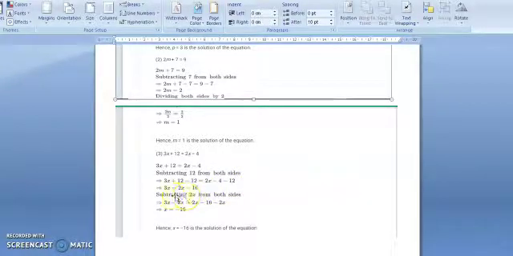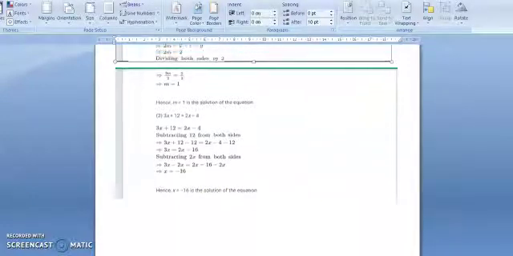2x minus 16. Now eliminate this 2x. To eliminate this 2x, what will you do? You will subtract this 2x from both sides. 3x minus 2x equals 2x minus 16 minus 2x. So 3x minus 2x is x. X equals, now 2x will get cancelled. You will get only minus 16. So 1x equals minus 16. So x equals minus 16 is the solution of the given equation.